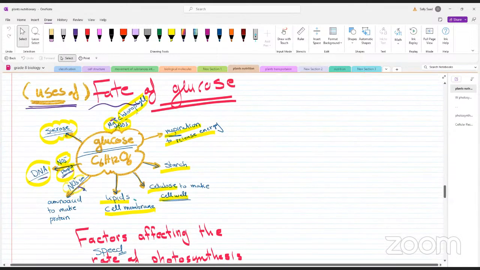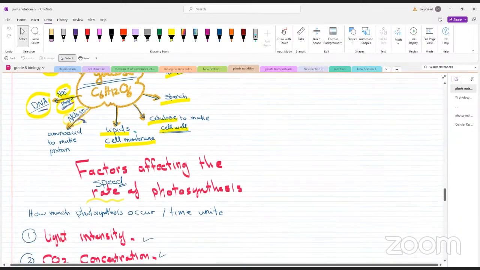Then I gave you the fate of glucose. Glucose is the only product which is formed from the process of photosynthesis, and the plant can use it to make many products like amino acids and protein, like chlorophyll in the presence of magnesium, like protein in the presence of nitrate, make starch, make cellulose, make sucrose, lipids.